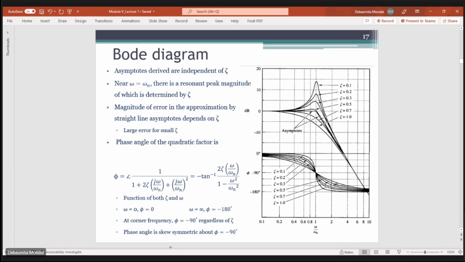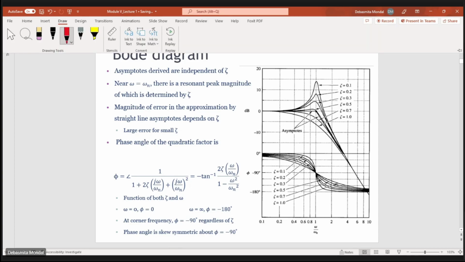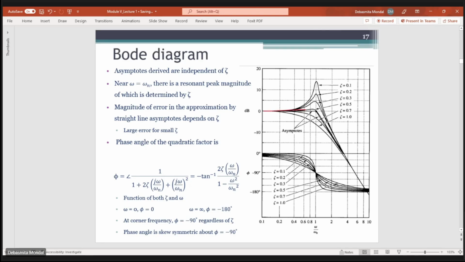So these are the actual plots for finding the response of an open loop transfer function which has a quadratic factor. Here you see this is my corner frequency, which is basically where omega by omega n equals 1. Okay, so these are the two asymptotes. This was my one asymptote, and this was my other asymptote, which is moving like this. These two asymptotes intersect at omega equals omega n.